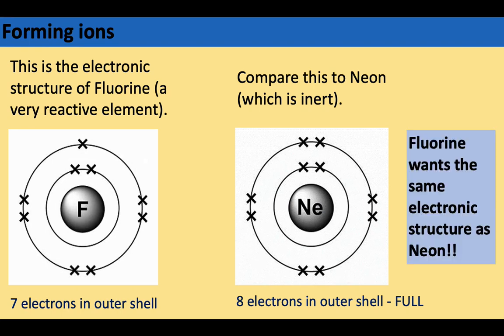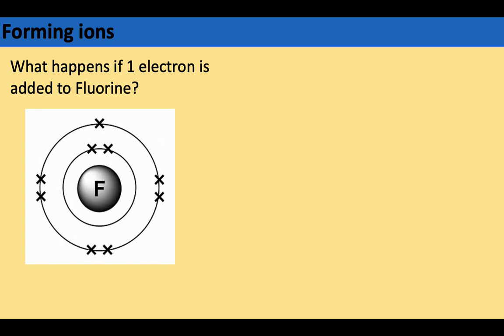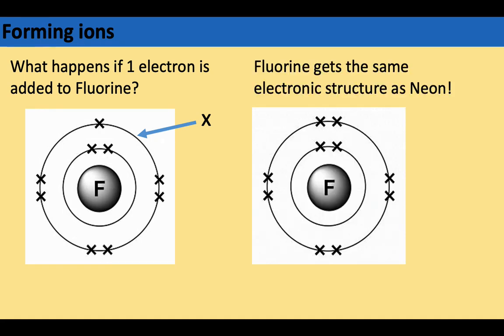Now, fluorine wants to be just like neon. It wants the same number of electrons as neon. It wants that full outer shell. Okay, so how is it going to do this? So what happens if we add 1 electron to fluorine? So there we go. We're going to put an extra electron onto the outer shell of fluorine, and all of a sudden, fluorine gets the same electronic structure as neon.